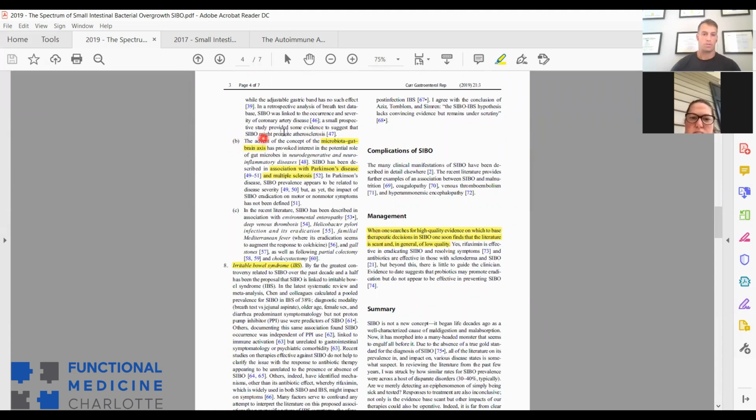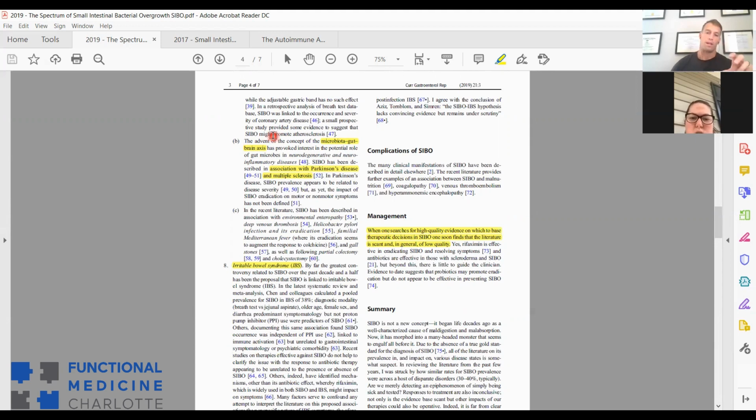The gut-brain axis, which we talked about with the liver, is also involved in diseases such as Parkinson's disease and multiple sclerosis. And studies have shown that SIBO is associated with those diseases as well. So SIBO could be associated with neurodegeneration like Parkinson's disease or neuroinflammatory, neuroautoimmune diseases like multiple sclerosis. I can say clinically, I've experienced in my practice that that is the case.